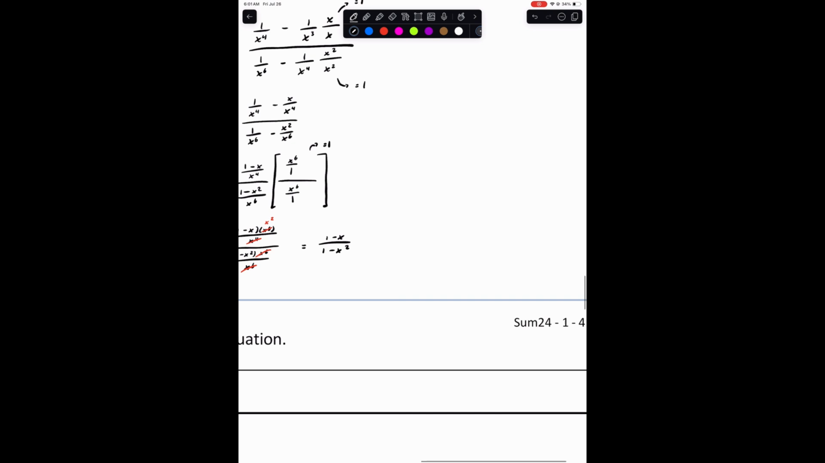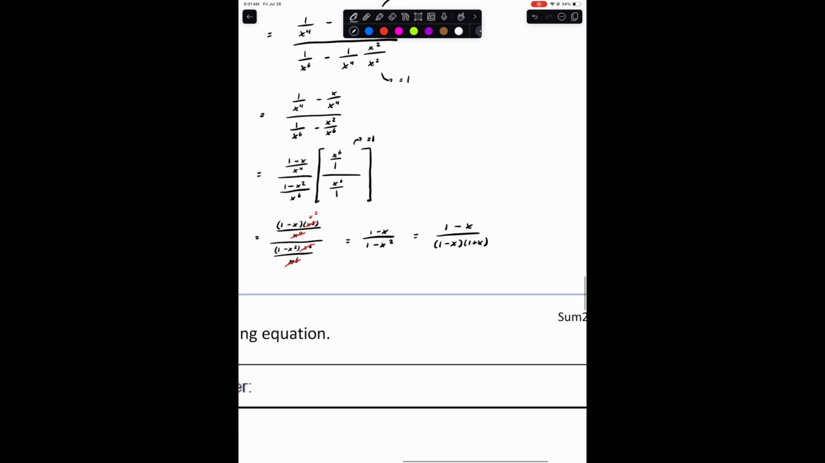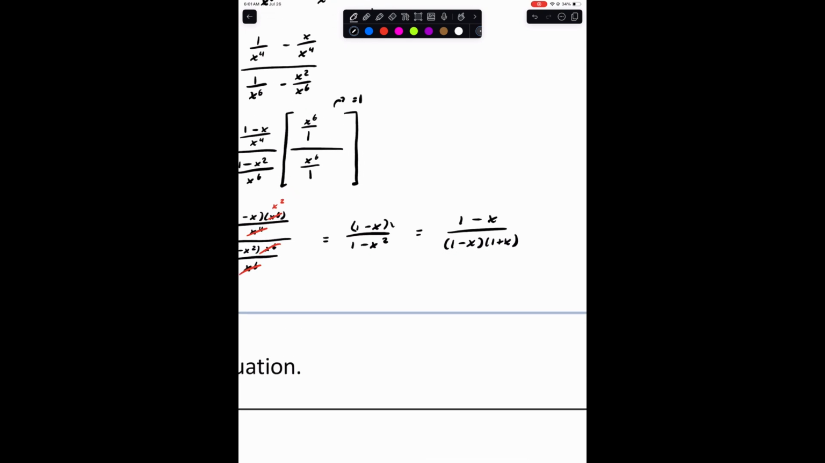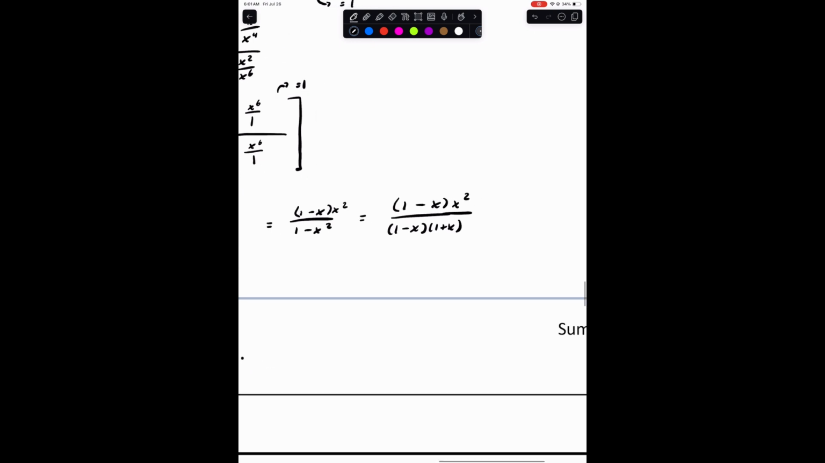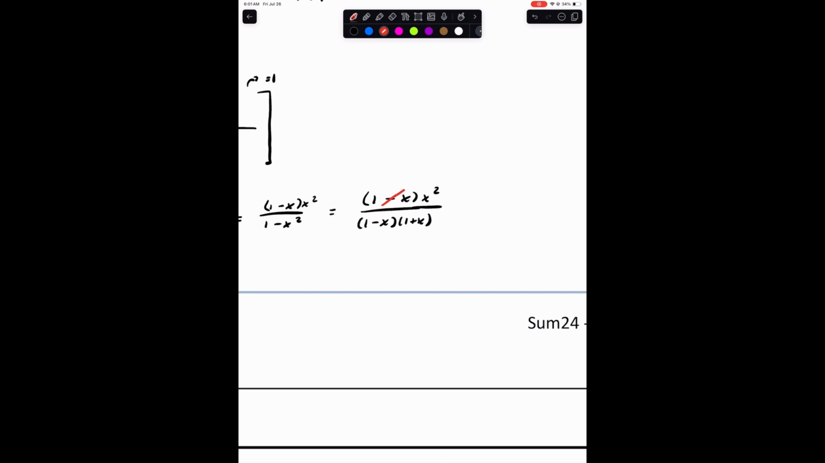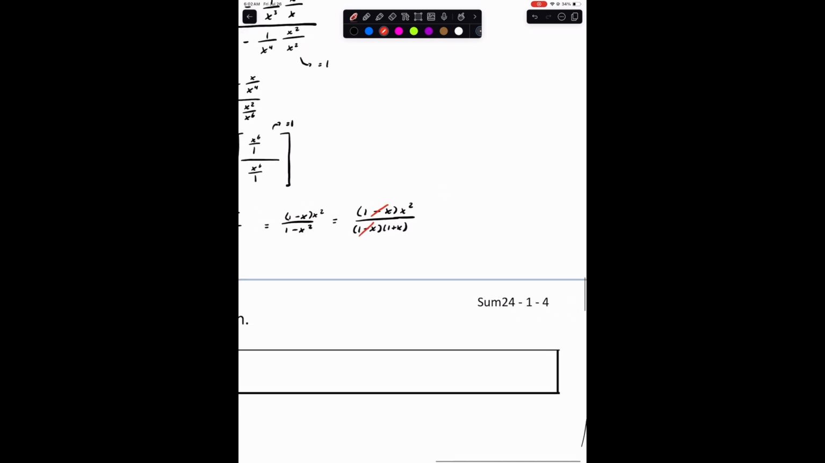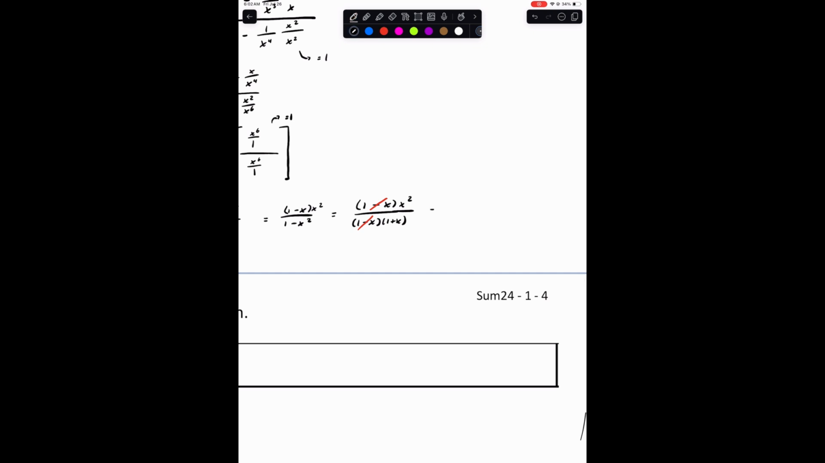Going from here, this is a difference of squares, right? So 1 minus x over 1 minus x, 1 plus x. Wait, I am missing something, aren't I? Right, the x squared, that's what I'm missing. X squared, there we go. Now from here, we can take out this common factor, and notice I said factor, right? And I have x squared over 1 plus x.